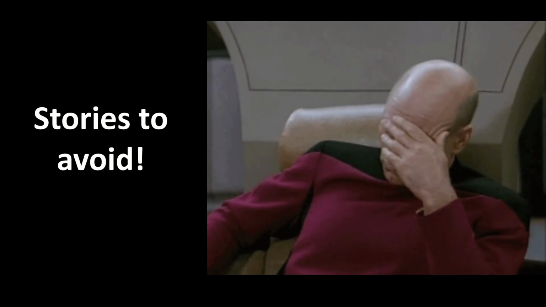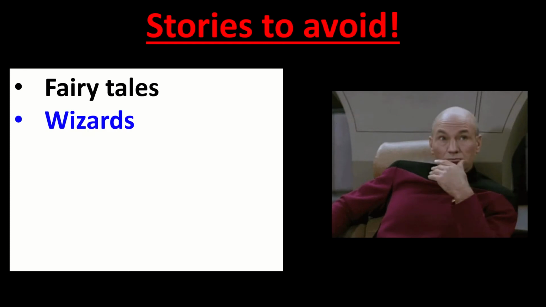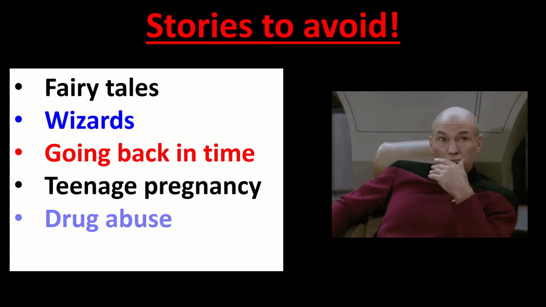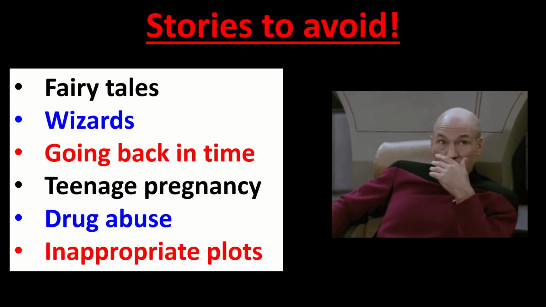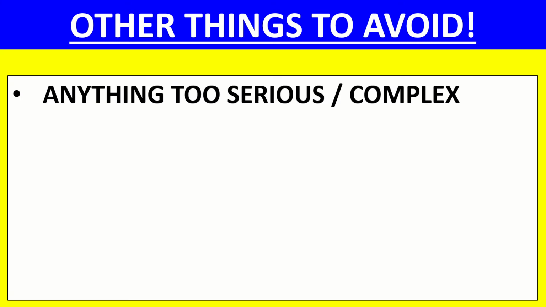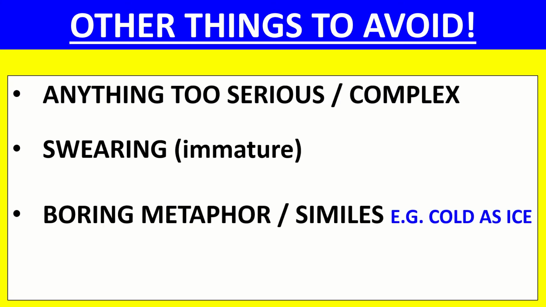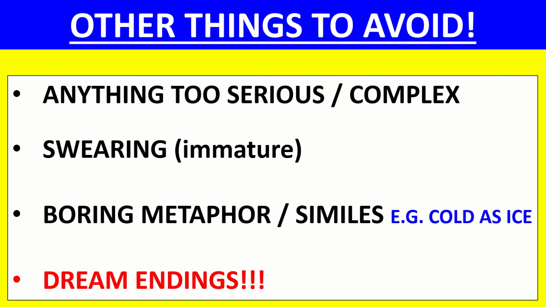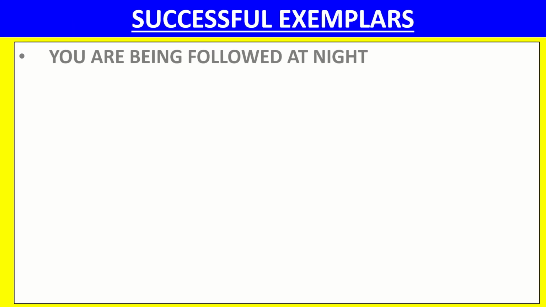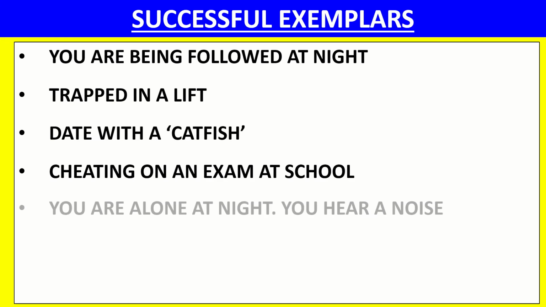Stories to avoid: fairy tales, wizards, going back in time, teenage pregnancy, inappropriate plots. Other things to avoid: anything too serious or complex, swearing comes across as immature, boring metaphors and similes, and dream endings. Remember, we want to be original and imaginative, and dream endings are the opposite of that. Successful ones have been these ones. Feel free to pause.